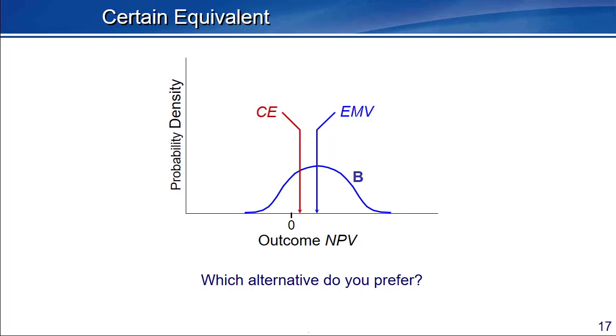Where are we going with this? Using a utility function to express risk policy provides a way to calculate CEs. Think of a CE as a risk attitude adjusted EMV.